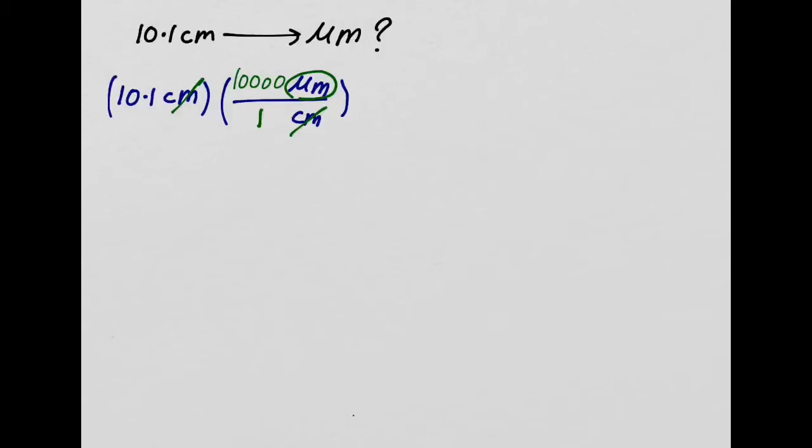Now, if you multiply this out, and again, how many sig fig do you need? Ooh, you have to pay attention to sig fig. How many sig fig is this? This is 3 sig fig. How many sig fig is this? Doesn't count. Exact number, right? Conversions are exact numbers. So 3 sig fig, my final answer. I get 101000 micrometers. Don't forget to put the unit down.